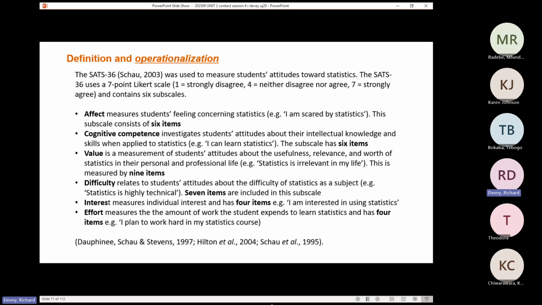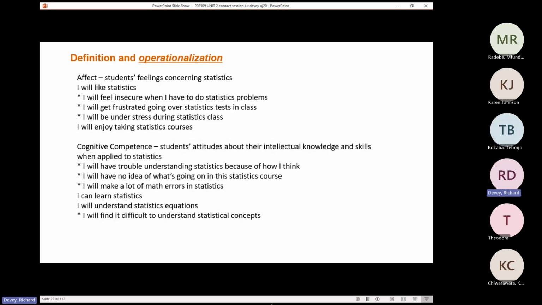So this is just defining the subcomponents. Affect measures students' feelings concerning statistics. Cognitive competence investigates the attitudes about the intellectual knowledge. So this is covering those original components, and now they're being broken down into more nuanced components. Here they're giving the definition of each subcomponent. And then these are the questions that they use to measure the actual components.